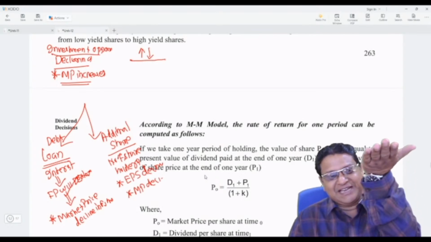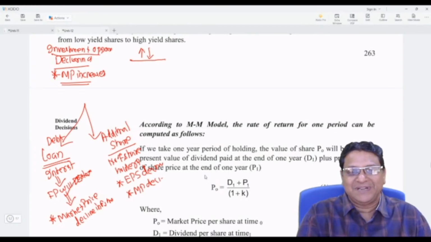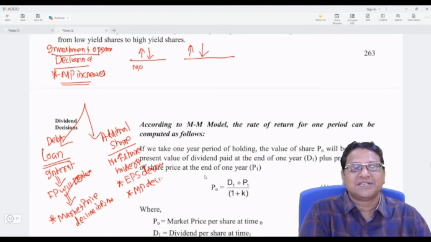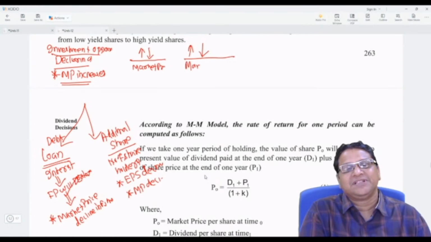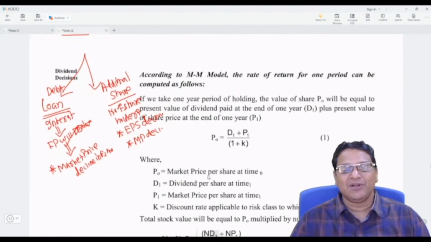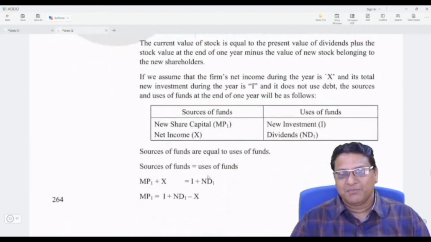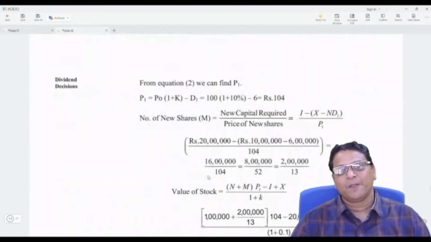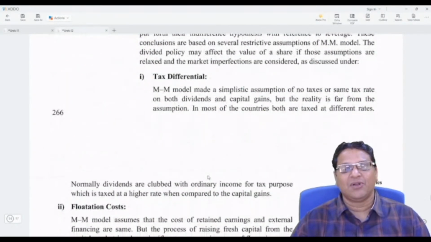So whatever increase in price due to payment of dividend will be neutralized in future due to decrease in market price. Hence, what happens? The dividend policy does not affect the value of the firm. This is the explanation given by Miller. But Miller's explanation suffers from certain limitations. We will see what are the limitations of his model.